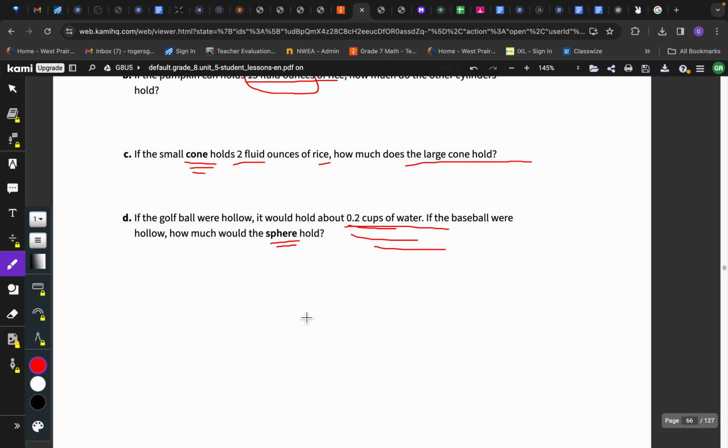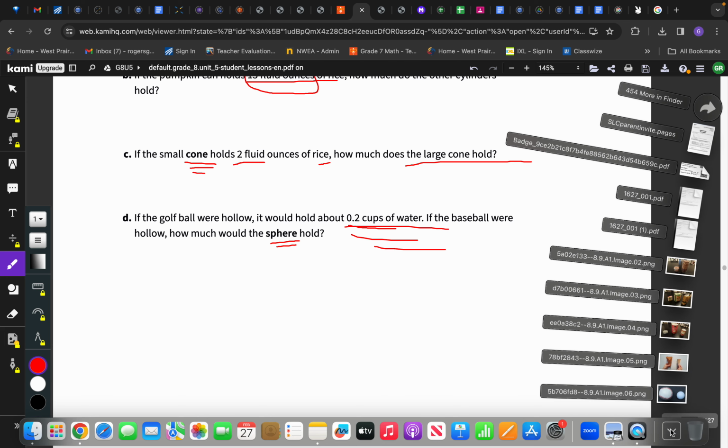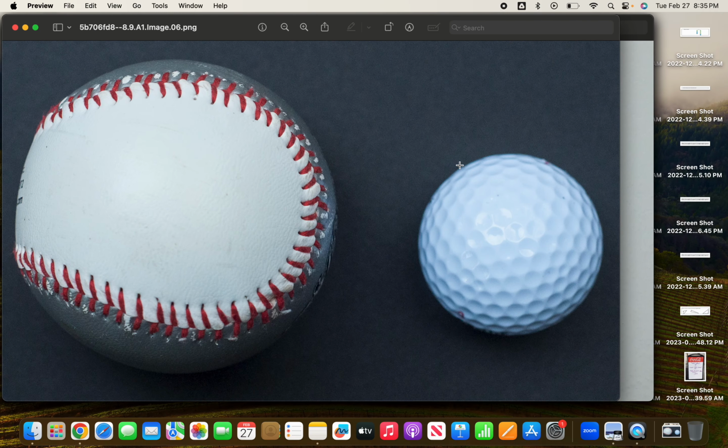If the golf ball were hollow and it held 0.2 cups of water, by the way, that's 2/10 or 1/5 of a cup of water. If the baseball were hollow, how much would it hold? So let's look at the golf ball. This one here holds 0.2 cups of water.